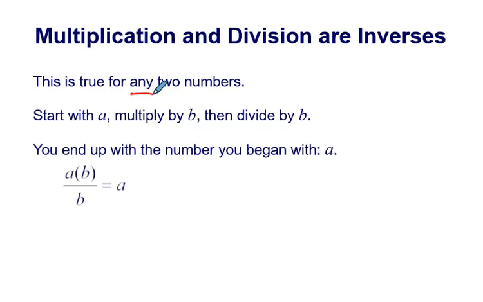So if we start with a variable, any random number a, and then we multiply by b, but at the same time then divide by b, we're going to end up with that number we began with, a.